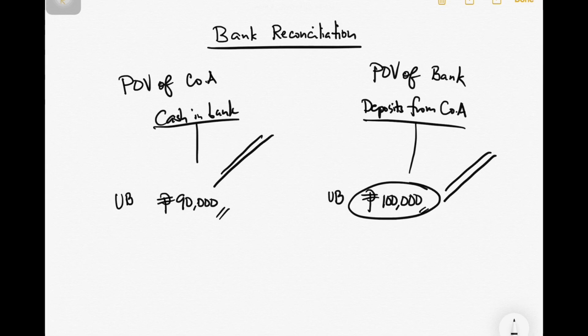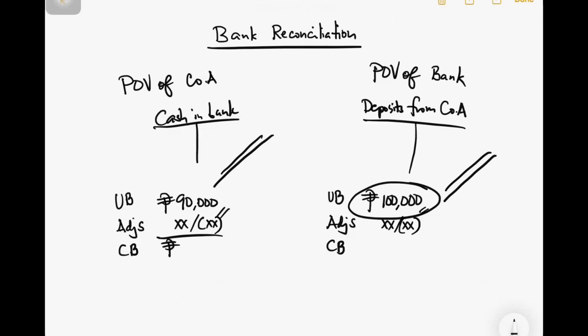And then right after that, you will be writing the adjustments. And adjustments can be plus or minus. Same with the bank. And by the way, these are adjustments. It's more than one, okay? And then, after doing the adjustments, you will get the correct balance. Both cases. Let's say this is 120,000. This is also 120,000. They should equal.